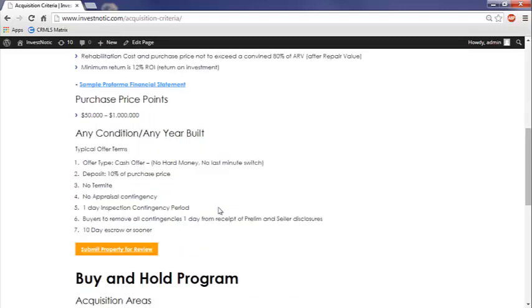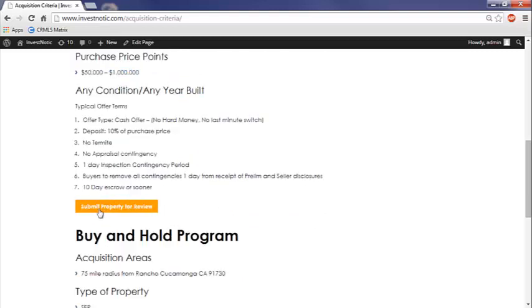And our typical offer terms are 10% deposit, of course all cash. We don't look for termites. Our appraisal contingencies and all that fun stuff are not required, and we can waive our contingencies as fast as 1 day, or even no contingencies if that's a requirement.